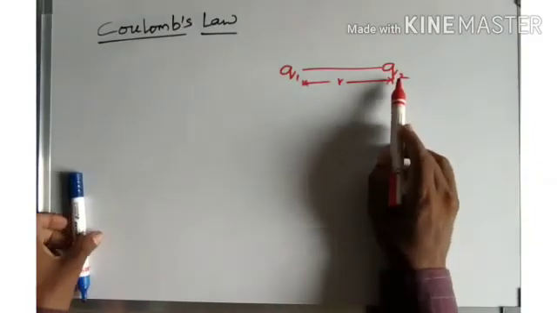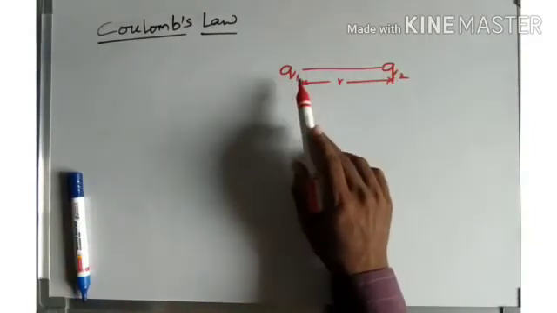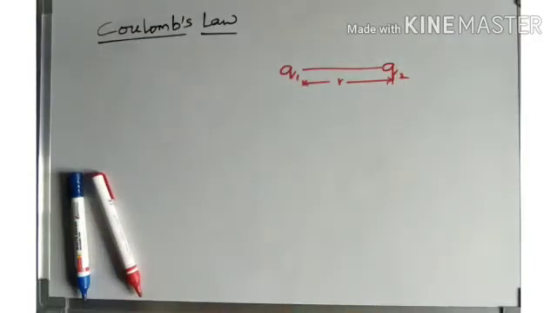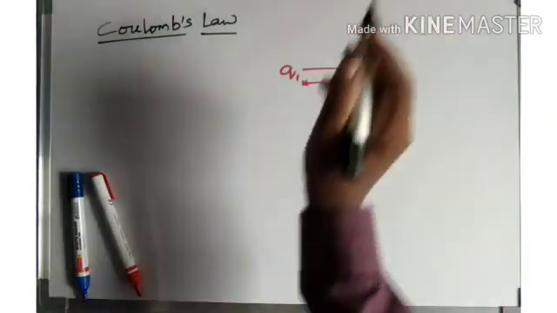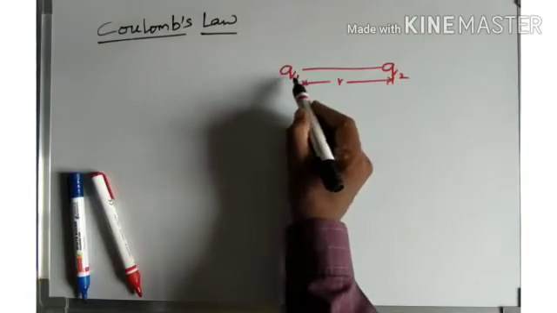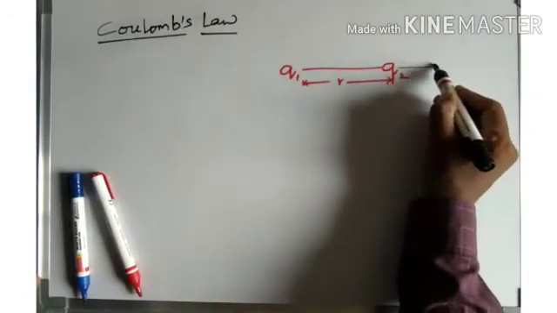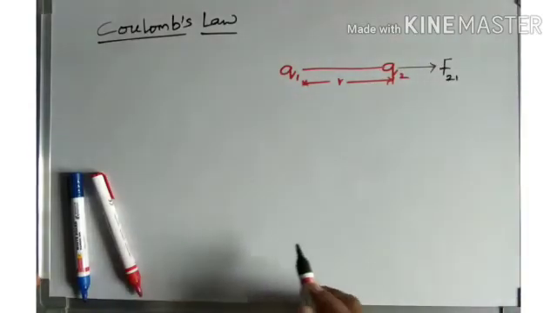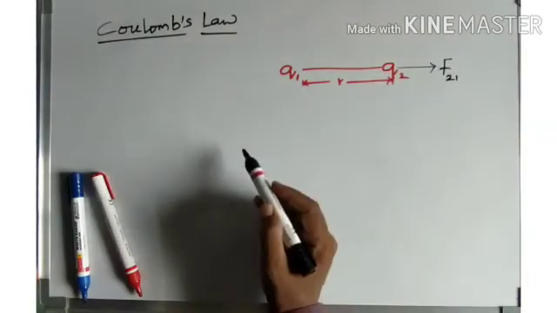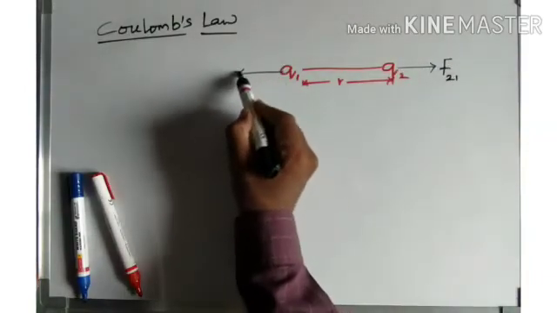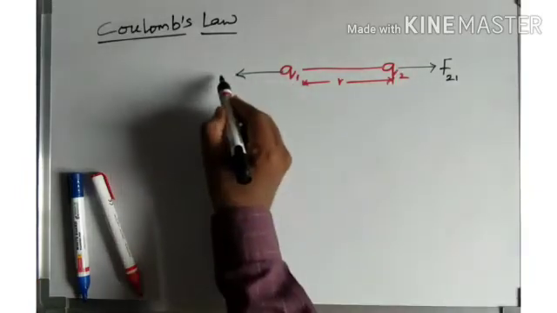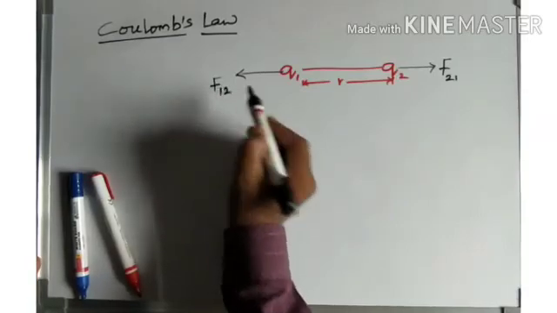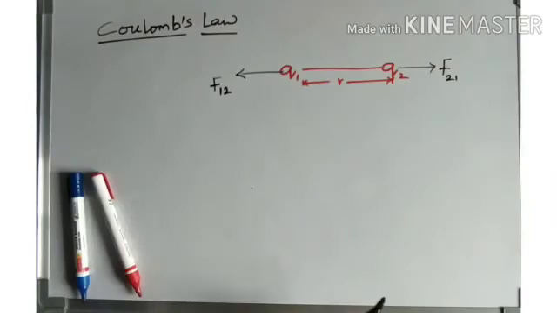Here, if you see, Q2 exerts some force on Q1, and Q1 also exerts some force on Q2. First, consider the force exerted on Q2 by Q1. Its direction will be like this. In the same way, Q2 also exerts some force on Q1, so we'll write it as force on Q1 due to Q2, like this.